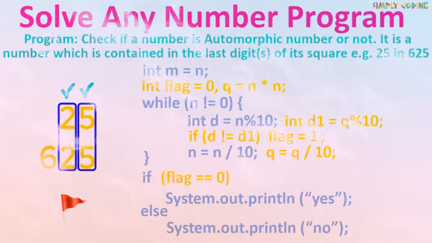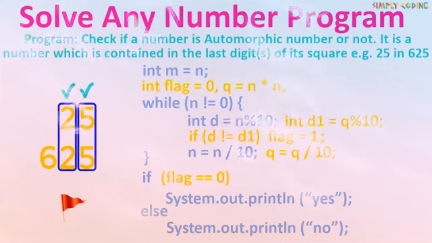In our check section, we just need to check if flag is equal to 0. If yes, the number is automorphic. If no, then it is not.